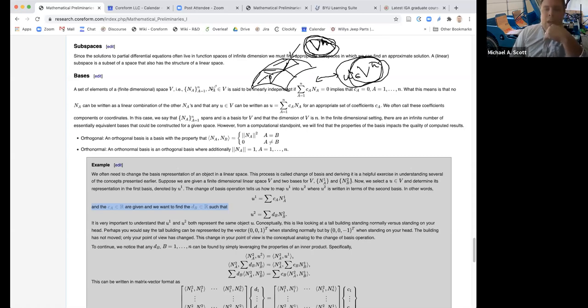Okay, now, how many different bases are there? Like, even in R2, let's say we've got, again, R2, x y. How many different sets of base vectors are there? Like, how many different bases can we construct for a given space?